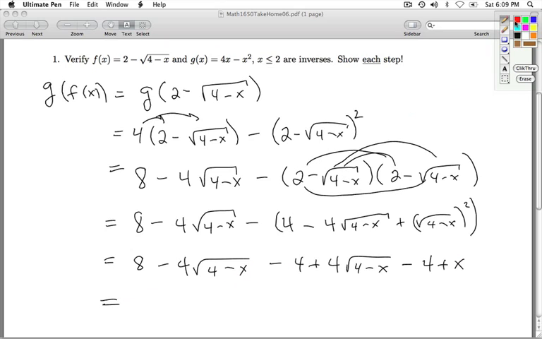And so I look at what cancels out. I've got a negative 4 square root 4 minus x, so they cancel out. I've got an 8 minus 4 minus 4, and so when the dust settles, I'm just left with x. So that'll do it for Take Home 6.